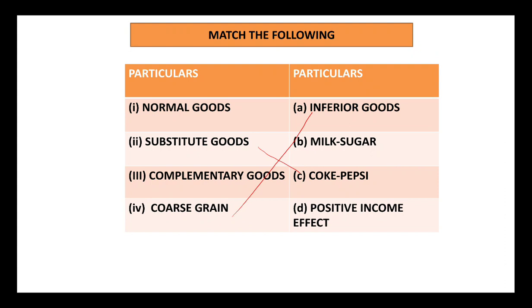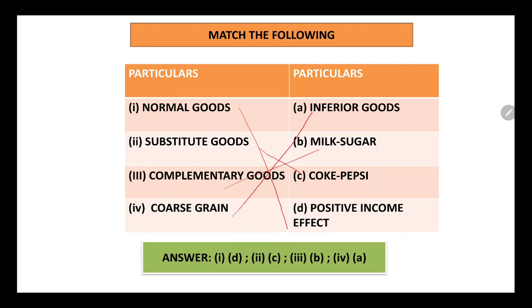Normal goods have a positive relationship, because complementary cannot have, and complementary represents milk and sugar. So you can see the first is D, second is C, third is B, and fourth is A.